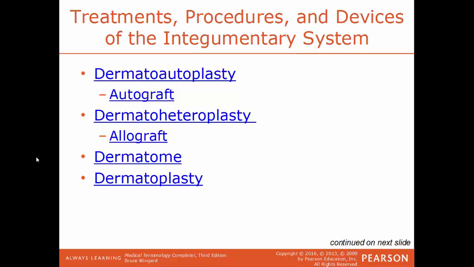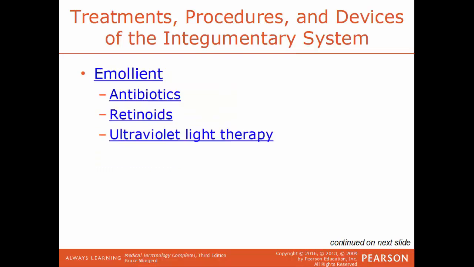The next term, dermatome. There's more than one definition for this term, but regarding the integumentary system, and for what we're talking about, a dermatome is an instrument that's used to cut the skin to prepare a skin graft. And last term, dermatoplasty, is the surgical repair of the skin, and it's done so by using skin grafts, for example. All right, next term, emollient, is another term for being able to soften or to smooth the skin.